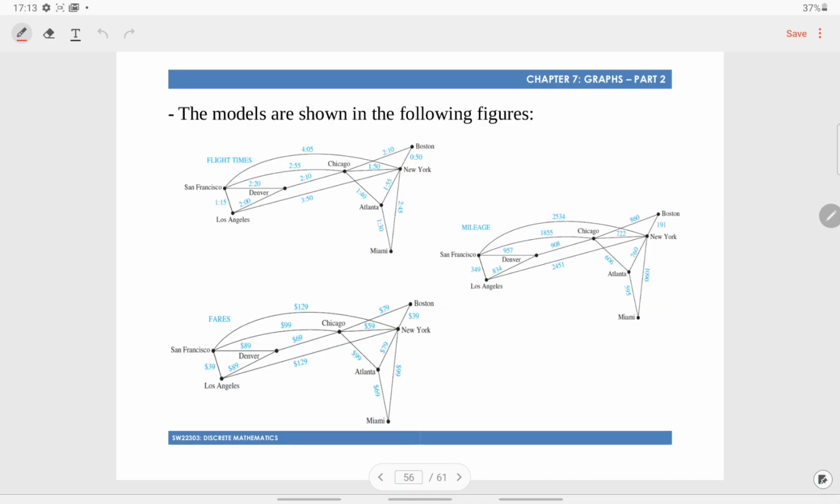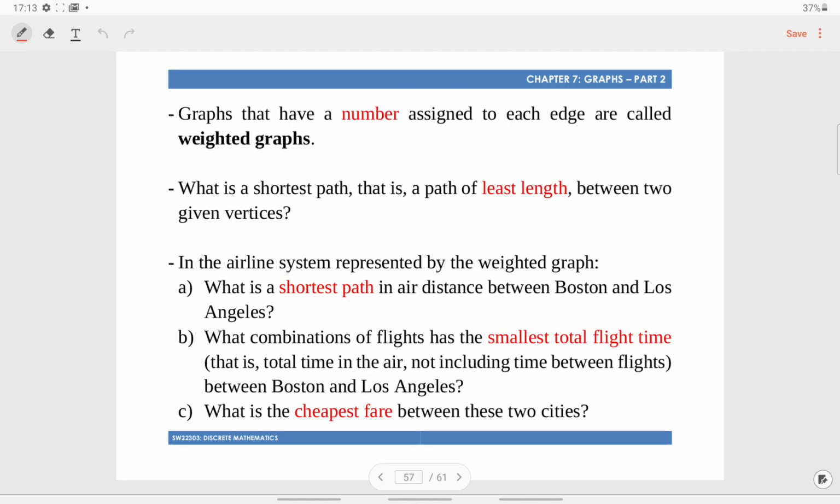Okay, this is the example of the model. The cities are the vertices, and on the edges we can represent time. On the edges we can also represent the mileage, and the fares. All these representations are in numbers. A graph that has a number assigned to each edge is called a weighted graph.